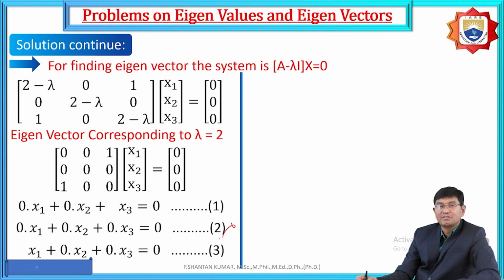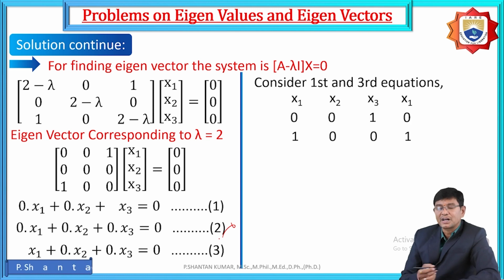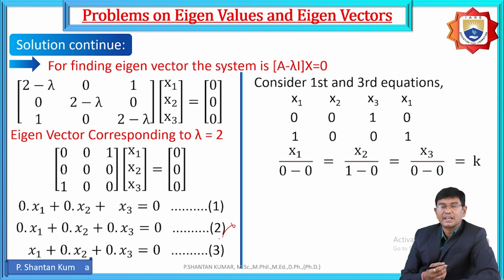Only the options are first and second, or first and third. Here the first one is x3 is equal to 0. There is no option. And the third equation is x1 is equal to 0. That means there is no option. And if x1 is equal to 0 and x3 is equal to 0, then clearly we understand that x2 is k, any arbitrary constant. We get that by taking the first and third, because there is no requirement to consider the second row. Therefore, the only options are 1 and 2, 3.